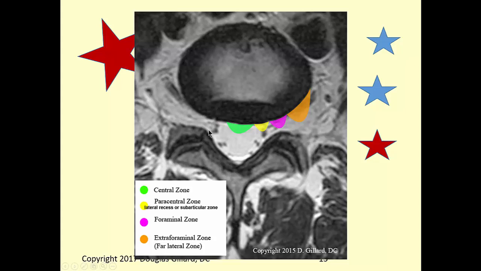Now here's the thecal sac. You can see it coming around like this. Very hard to see, but I can see because it's wider. So what's this? This is L4. This is the traversing L5 nerve root. Here's the other one over here.